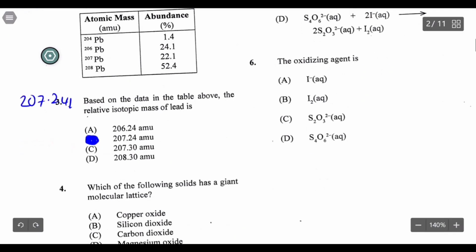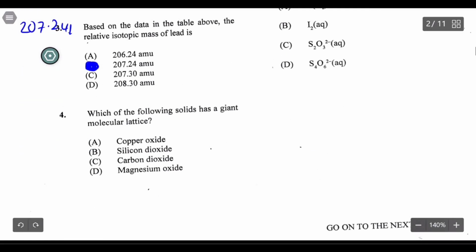Now, number 4. Which of the following solids has a giant molecular lattice? Alright, off the bat, it's silicon dioxide. It is a giant molecular structure.